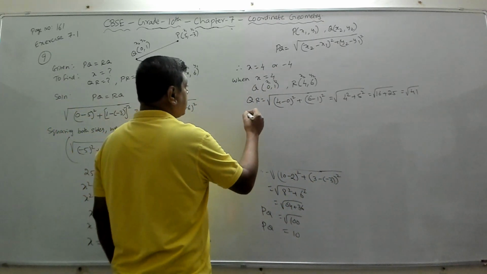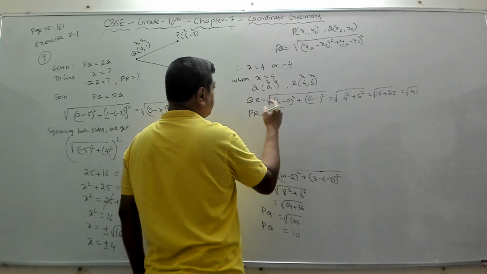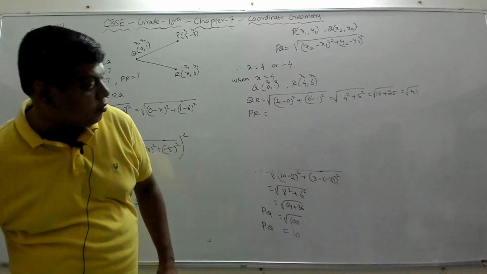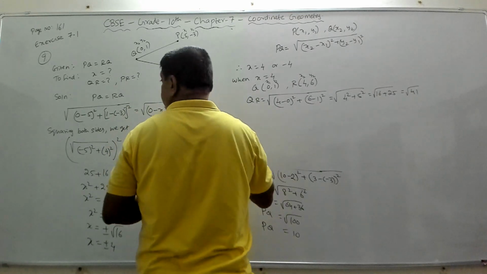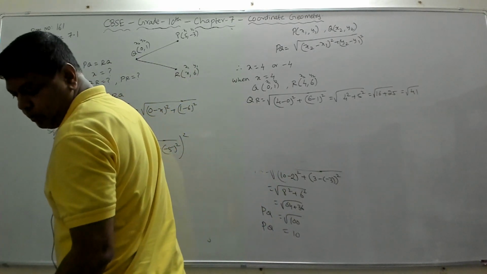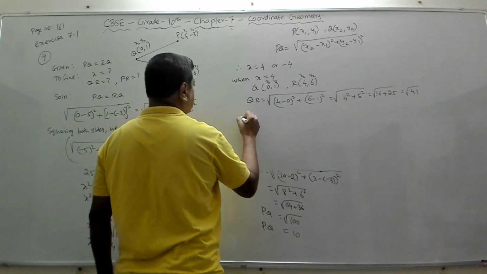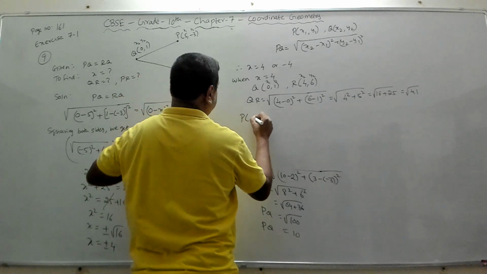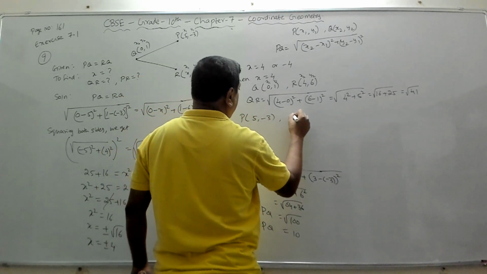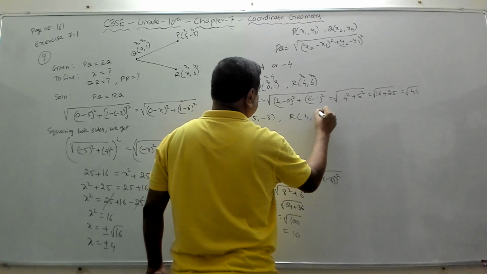And what is PR? PR is, we have to find the distance between P and R. That gives you PR. Right? We are supposed to find QR and PR. So PR is P. P is 5, minus 3. And our R is the same 4, 6.